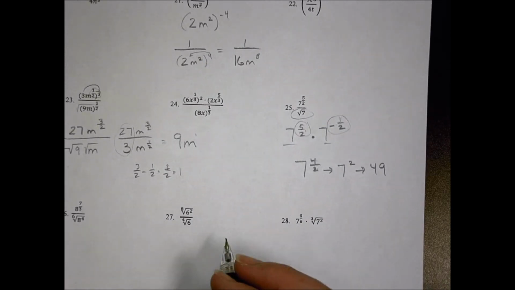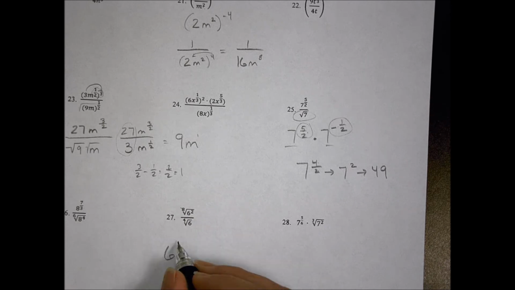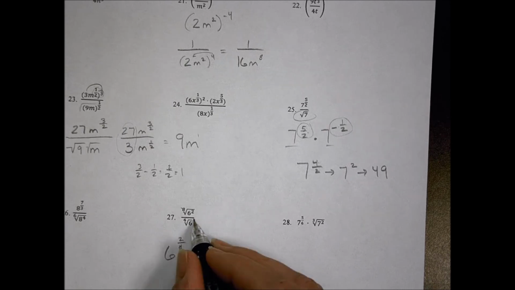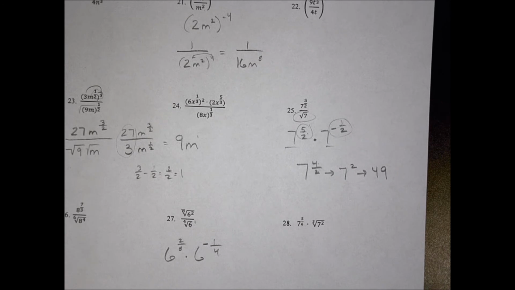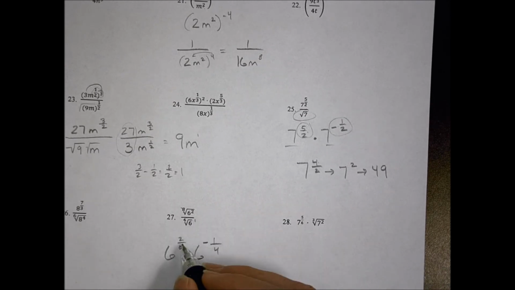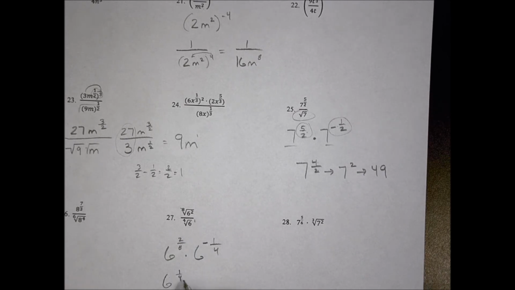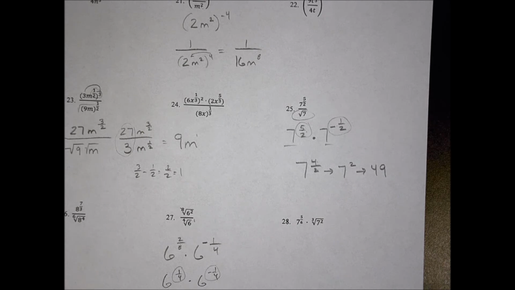Number 27, getting to the last one here. We can rewrite this as 6 to the 2/8 power times the base of 6 to the 1/4 power, but it's negative, right? I want to have a common denominator. So let's go ahead and I can reduce this actually. 2/8 can become 1/4 times 6 to the negative 1/4. Same base, so now we add 1/4 minus 1/4, which is 0. And 6 to the 0 power is 1.